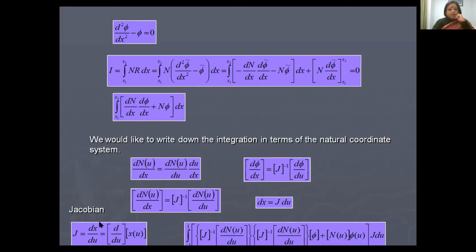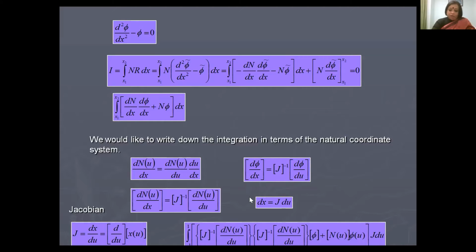Okay. So I am writing this in matrix form because we're not always going to work with one dimension. We're going to work with 2 dimensions. But in 1 dimension, it's easy. J is equal to dx du, which is d/du of x(u). And this is the relation that we need between the different d/dx's and the d/du's. So therefore, once we have defined J, dn dx becomes equal to J inverse dn du, and d phi dx becomes equal to J inverse d phi du.